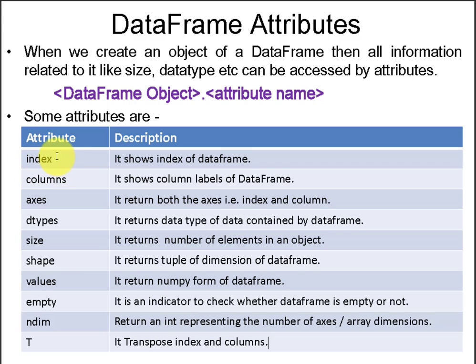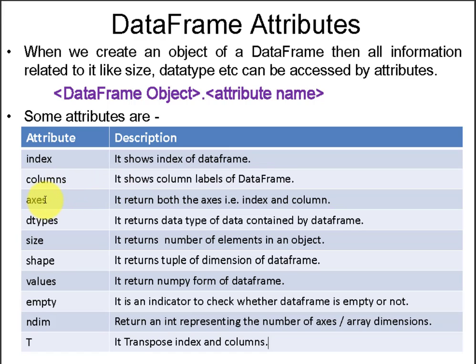Now the first attribute is index. The role of the index attribute is that it shows the index of the data frame. If you want to see the index of your data frame, you can check with the help of the index attribute. Columns: this attribute is used to show the column labels of the data frame. So in a data frame, how many labels you assigned to the columns, you can see with the help of the columns attribute.